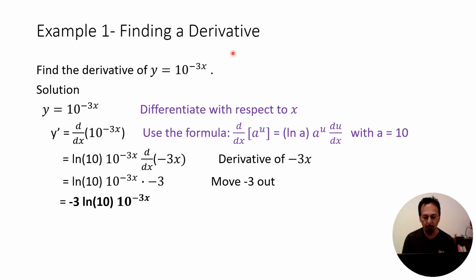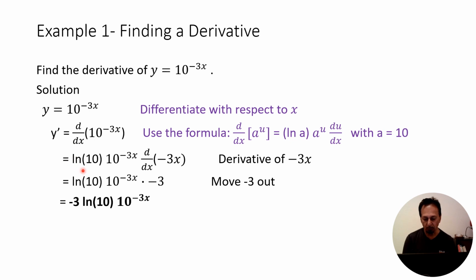Example 1, find the derivative of y is equal to 10 to the minus 3x. So let's write down y is equal to 10 to the minus 3x. So we differentiate with respect to x. So y becomes y prime, and this becomes d over dx of 10 to the minus 3x. Now we use the formula d over dx of a to the u is equal to natural log of a times a to the u du over dx with a is equal to 10.